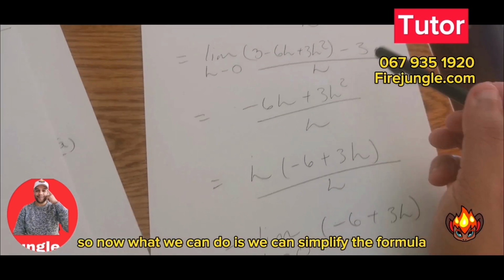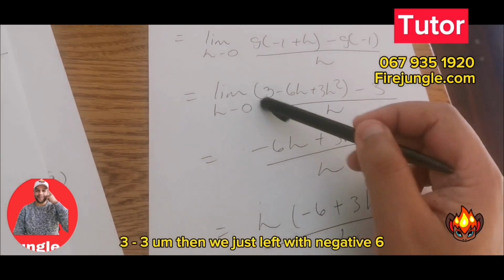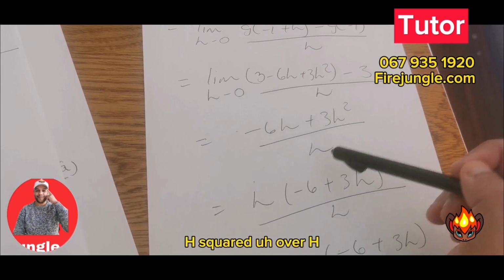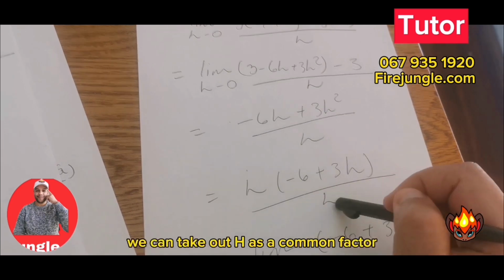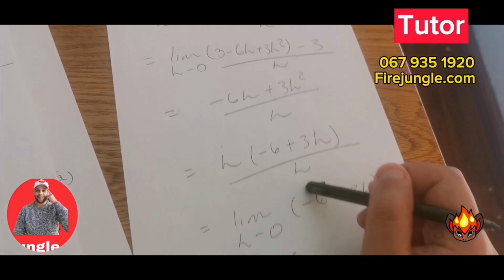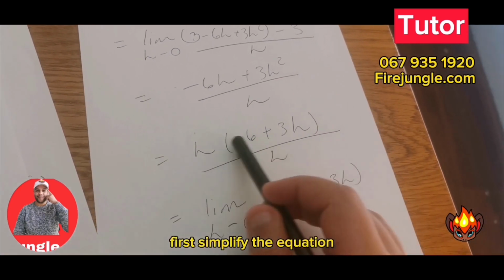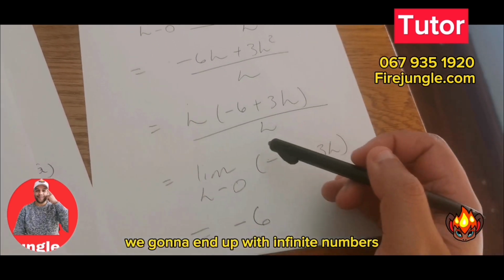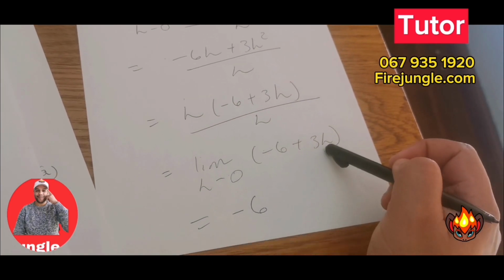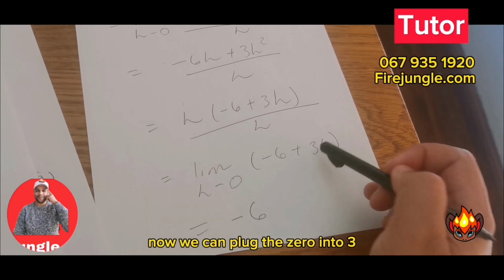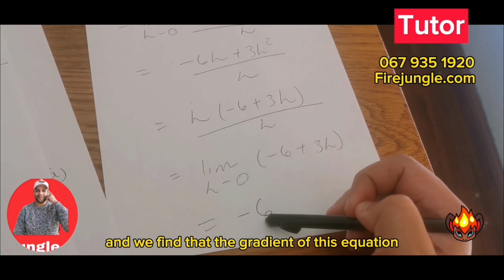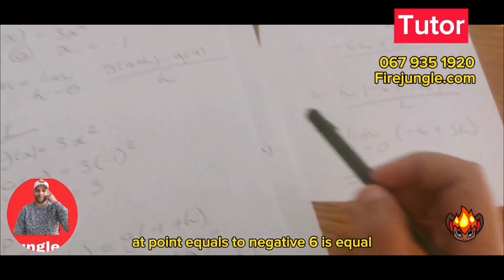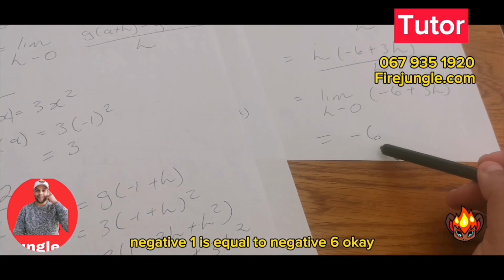So now we can simplify the formula: 3 minus 3, then we're just left with -6h plus 3h squared over h. We can take out h as a common factor, right? Remember, as we discussed in limits, first simplify the equation, because if we just plug in the 0, we're going to end up with an undefined expression. So we've simplified the equation. Now we can plug the 0 in, and we find that the gradient of this equation at the point x equals -1 is equal to -6.